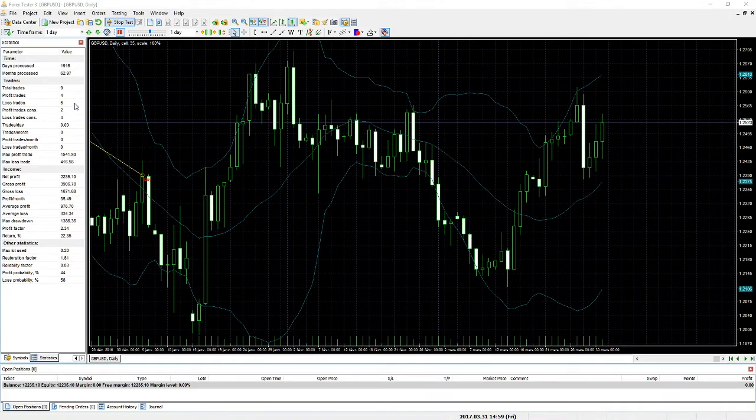Over that period, I took 9 trades, which is not that much. But if you trade many currency pairs, it's going to be different, of course. 4 winning trades and 5 losing trades. So I have more losing trades than winning trades, which is interesting. Maximum of 2 consecutive winning trades, 4 consecutive losing trades.